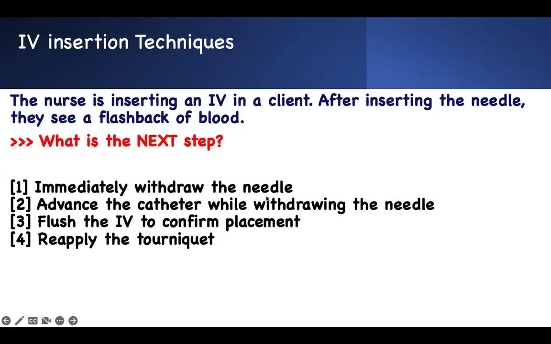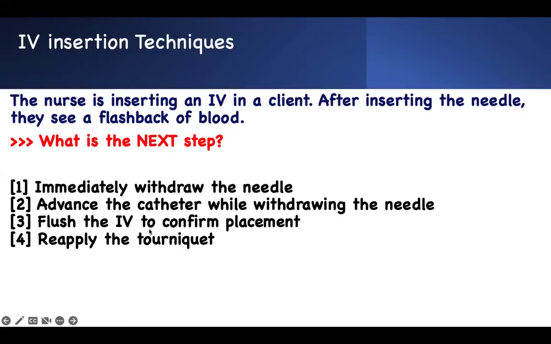Options: immediately withdraw the needle; advance the catheter while withdrawing the needle; flush the IV to confirm placement; reapply the tourniquet. When you see a flash, that means you're in the vein. You want to advance and get into the vein more. You're probably sitting at the tip of the vein. Advance the needle and push the catheter over it.